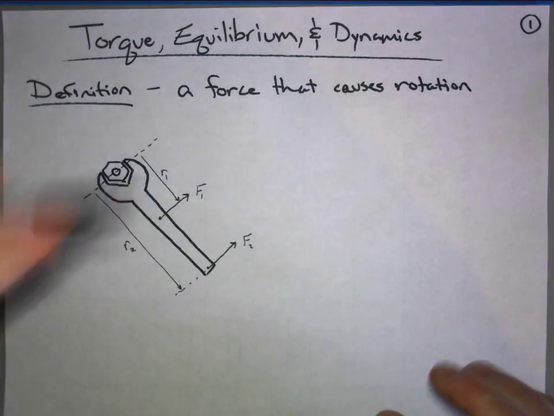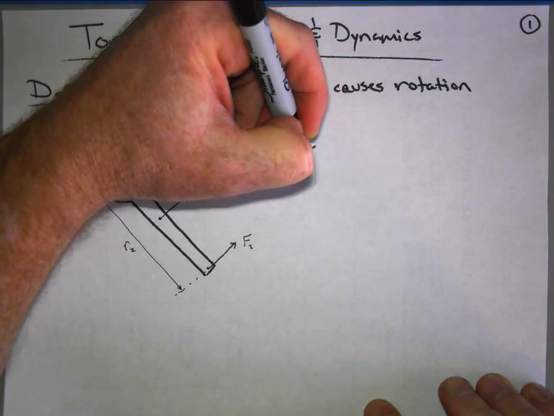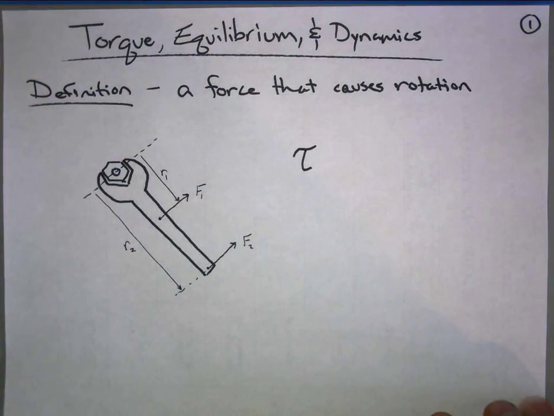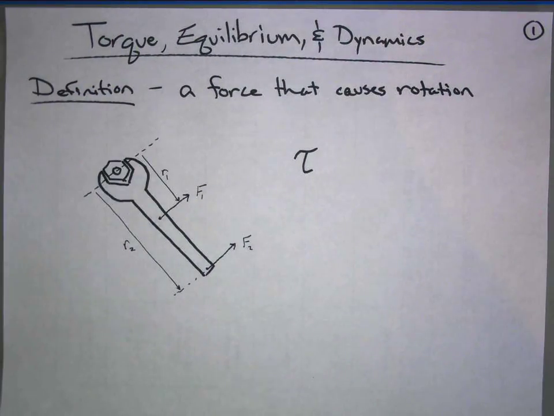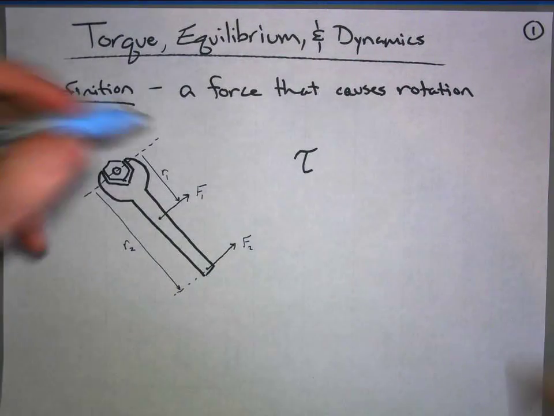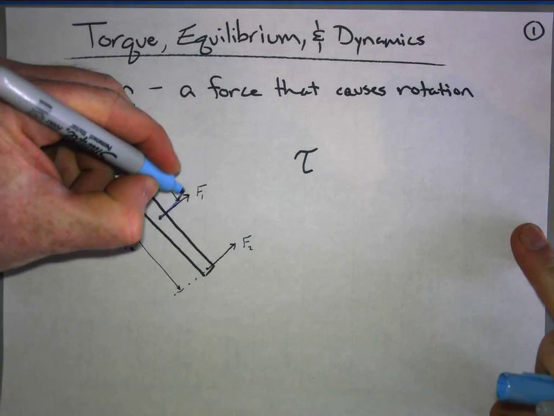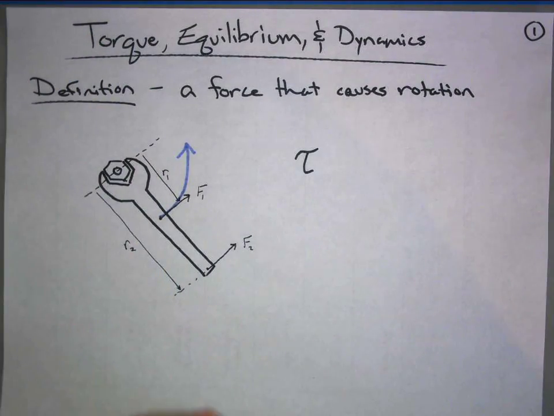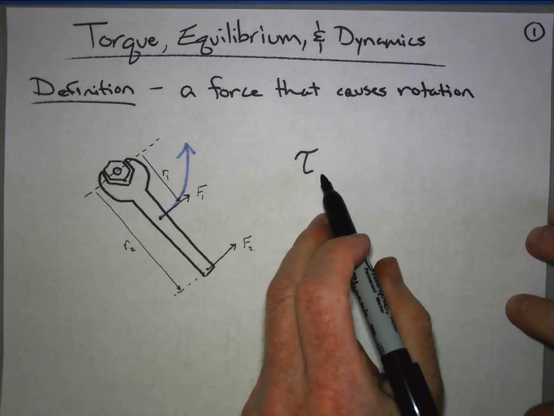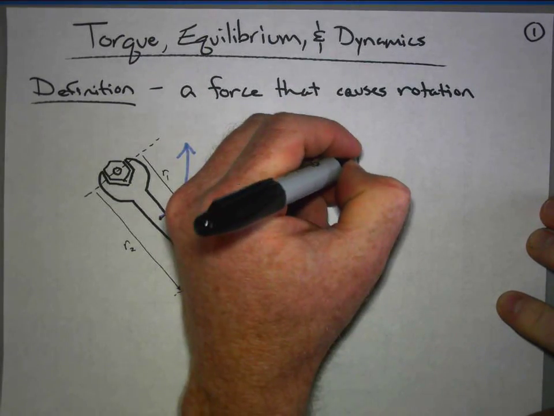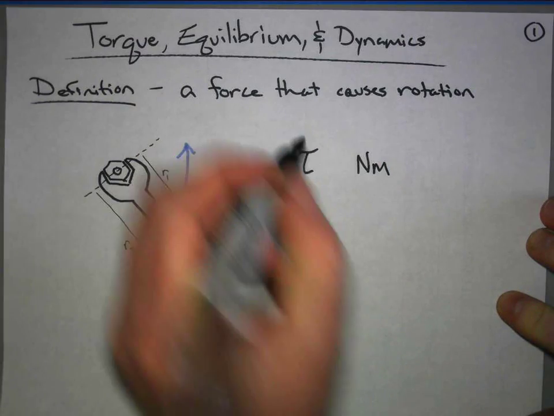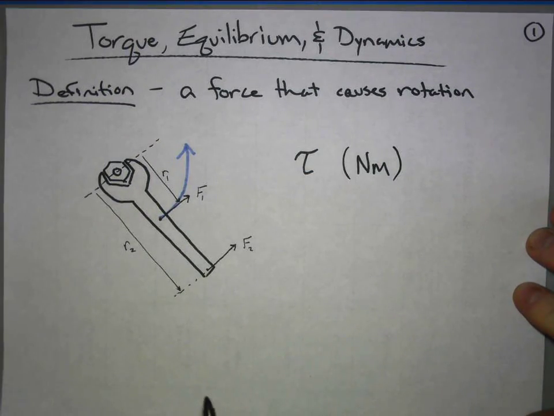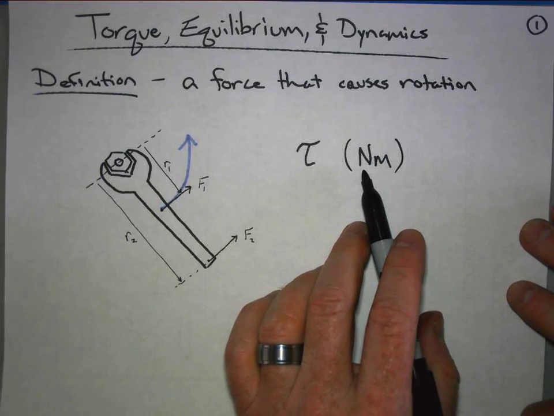Now, there's a symbol for torque, and it's just tau, the Greek letter tau. And the torque is created around the axis of rotation. So we have the torque there. I should mention that the units of torque will be measured in newton meters. Those are the units of torque that we will use. And so what this implies is you have a force times a distance.